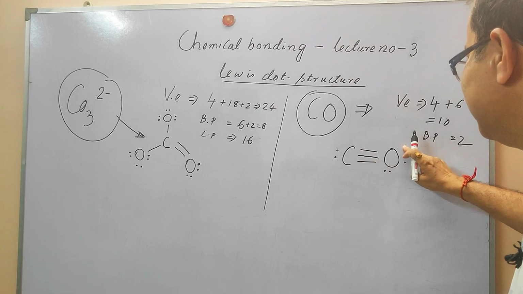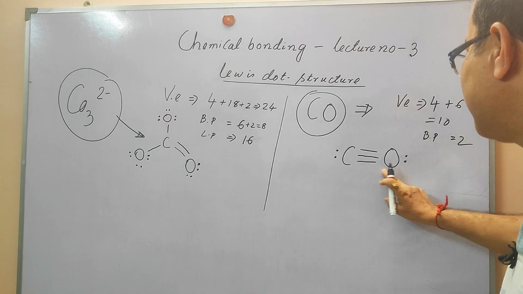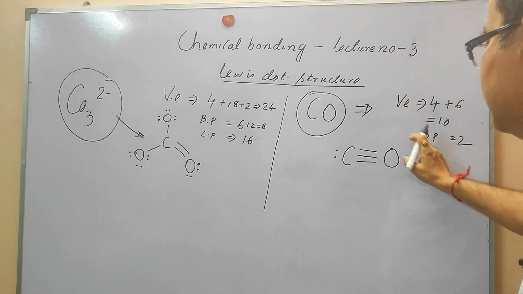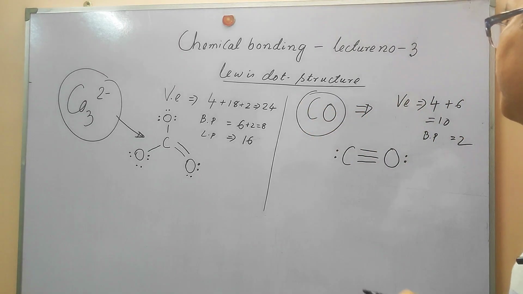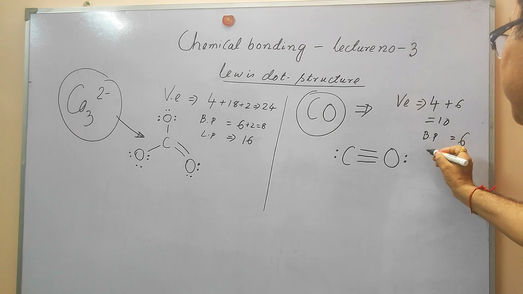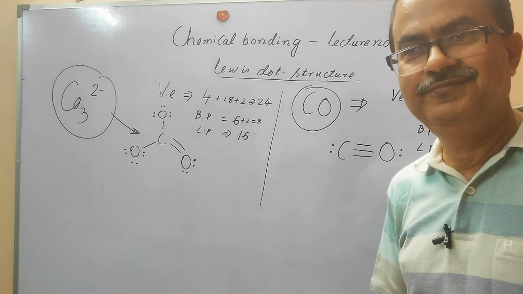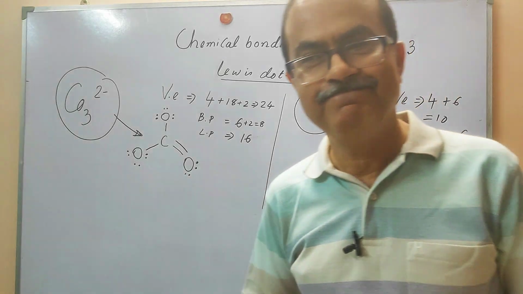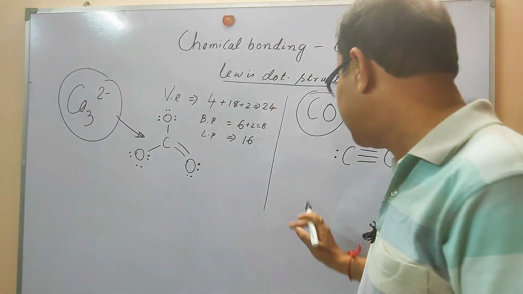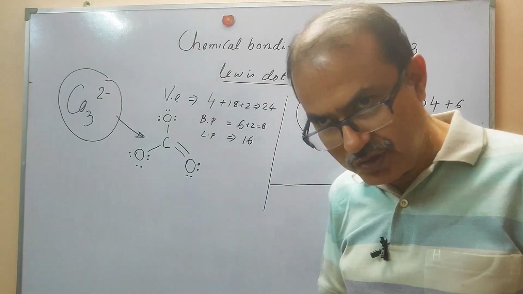So these 2 bonds, this will be, now you can see the octet of both these atoms has been fulfilled. Here you can see 8 electrons, here you can see 8 electrons, but there is a triple bond. So here bond pair electrons, how many? 6. 6 bond pair electrons, lone pair electrons is 4. Right? So now understand this Lewis dot structure. You can do it for other molecules also.